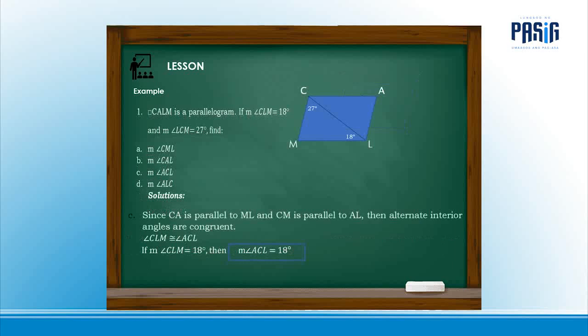Solutions in letter C to find the measure of angle ACL. Since side CA is parallel to side ML and side CM is parallel to side AL, then alternate interior angles are congruent. Angle CLM is congruent to angle ACL. If the measure of angle CLM is equal to 18 degrees, then the measure of angle ACL is equal to 18 degrees.